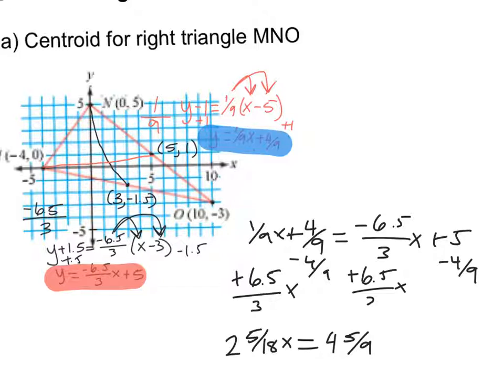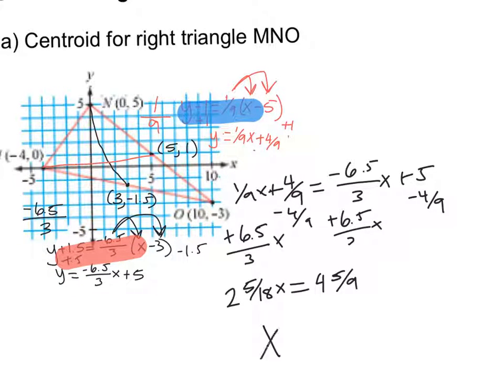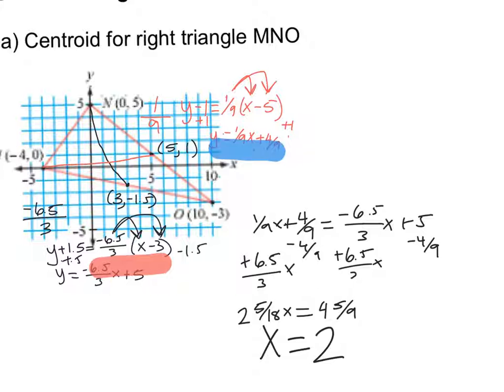Now I just have to divide. So I'm going to do 4 plus 5/9 divided by 2 plus 5/18, and I get exactly 2. Remember, I'm looking for a centroid, which is going to be part of an ordered pair, so I know x has to be 2. I'm going to go back to the 2 equations that I used before, and I'm going to plug 2 in, and I'm partial to this one written in red. So I'm going to do 2/9 plus 4/9, and I get exactly 2/3.